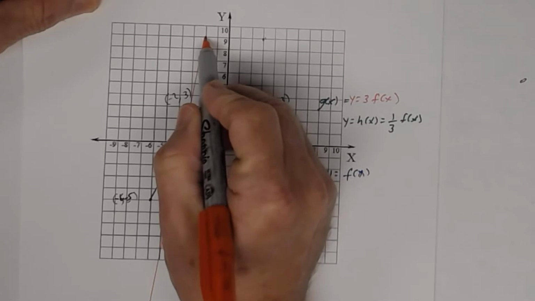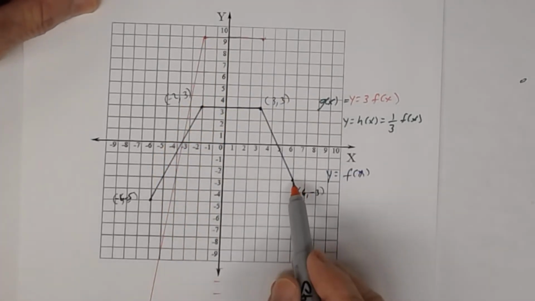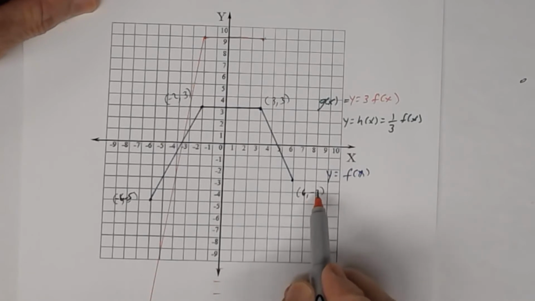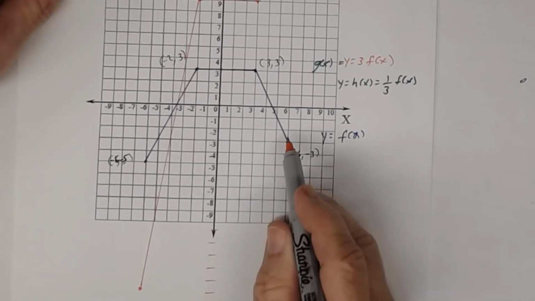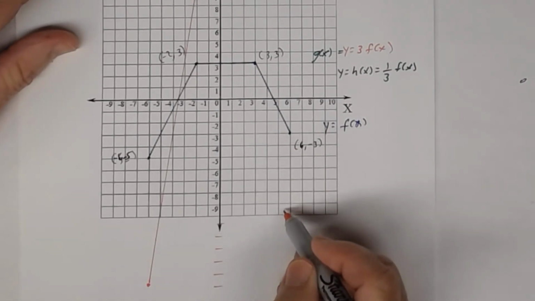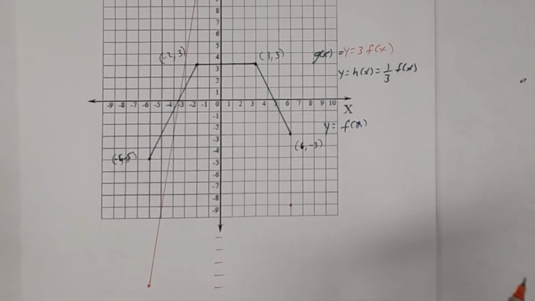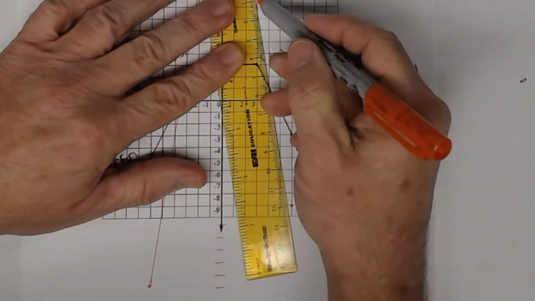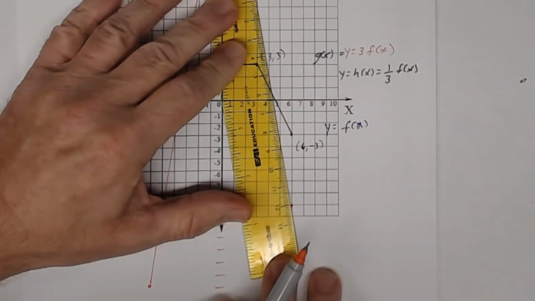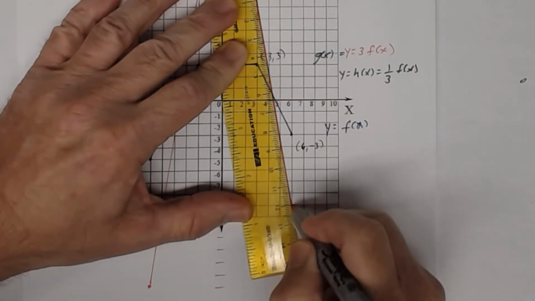Okay, and then that segment's easy to draw. Okay, and then when I take this y value here, which is negative 3, multiplied by 3, I get negative 9. So that becomes 6, negative 9, which is about right here. Okay, and so when I connect those two points, I get this.